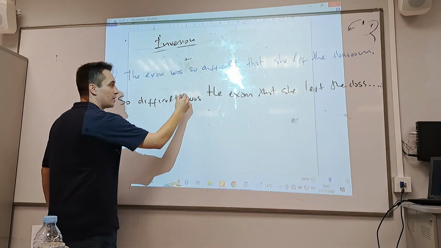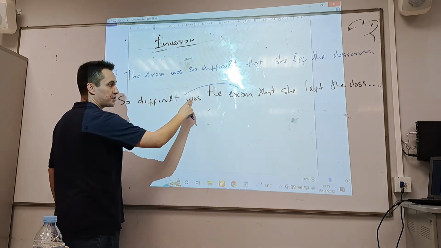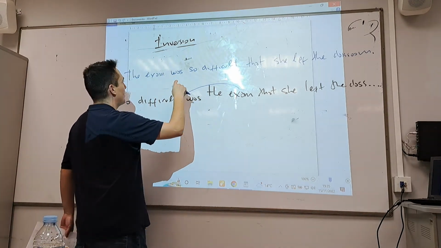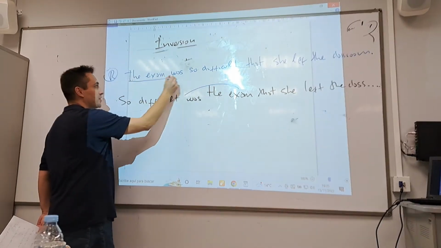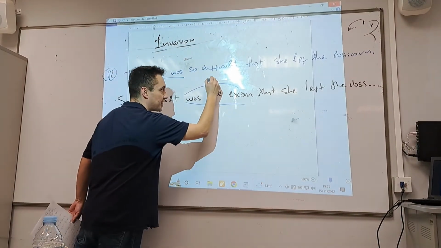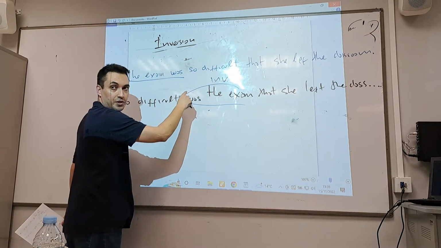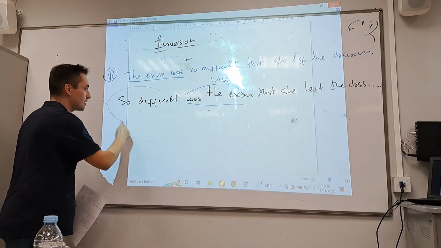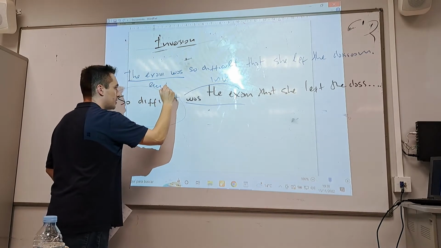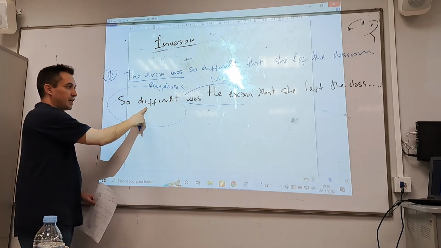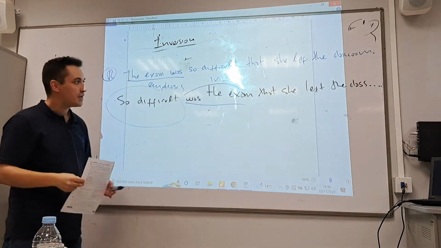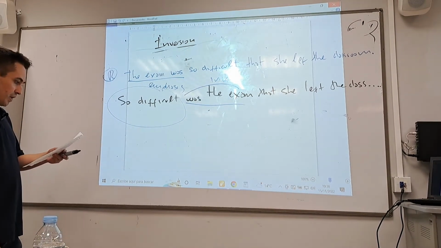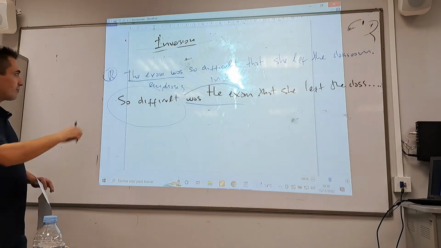This is the inversion. Here is where the grammar changes. Instead of the exam was, which is normal word order, the exam was becomes was the exam. So this is the inversion here, and this is the emphasis. The emphasis is that it was so difficult, at the beginning of the sentence, and then was the exam. This is the way.